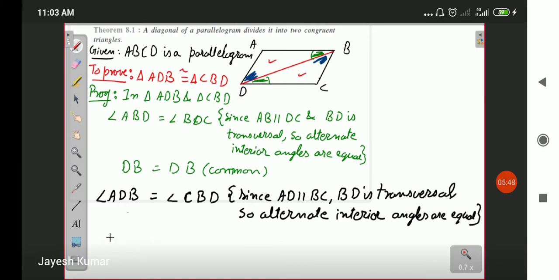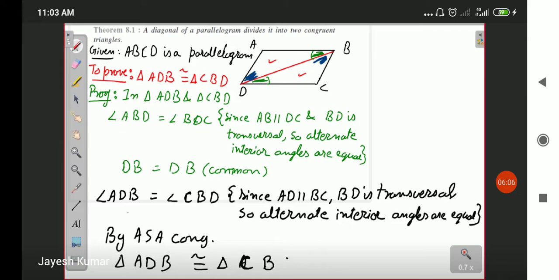So in this manner, by the ASA congruency rule, both triangles will be congruent. Triangle ADB will be congruent to triangle CBD. So by using ASA congruency, we have proved that both of these triangles are congruent. We have only used the definition of a parallelogram here.